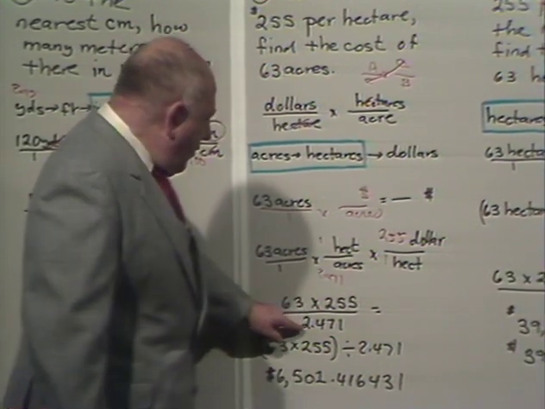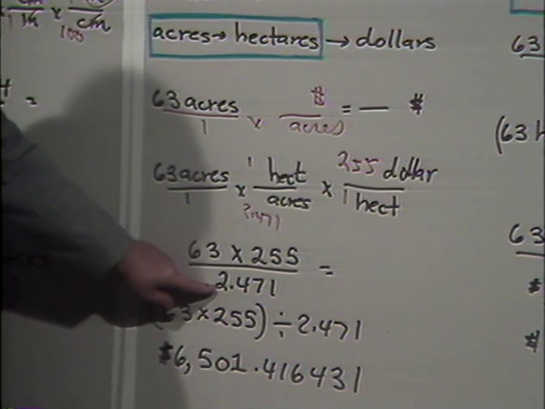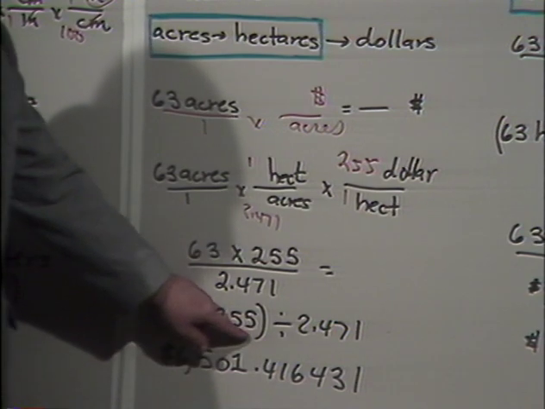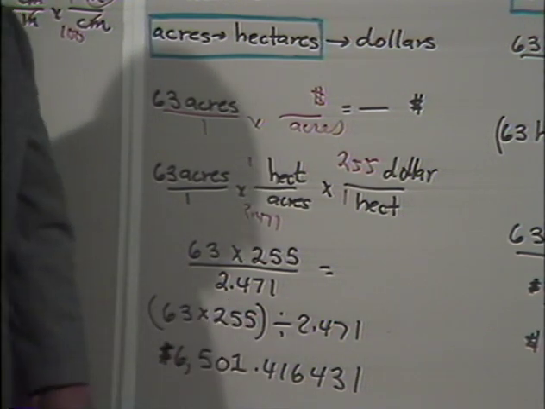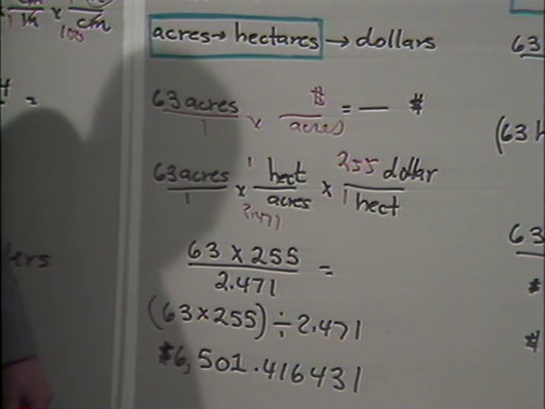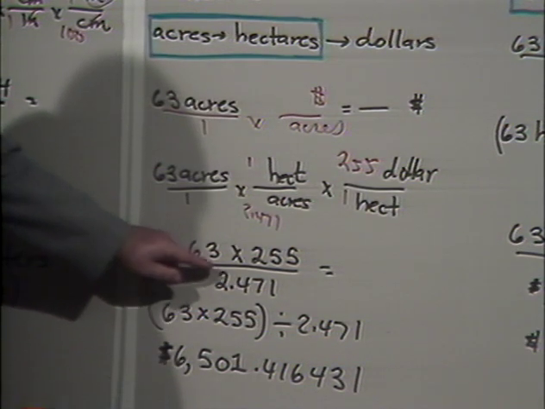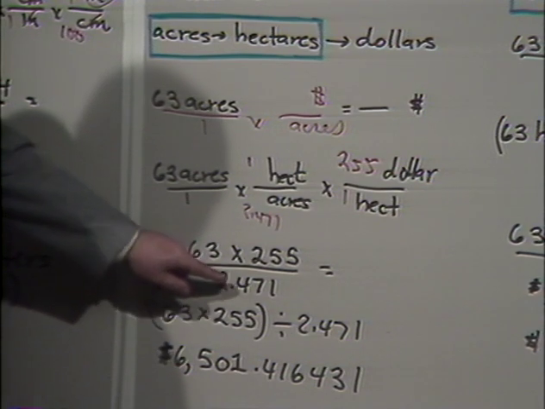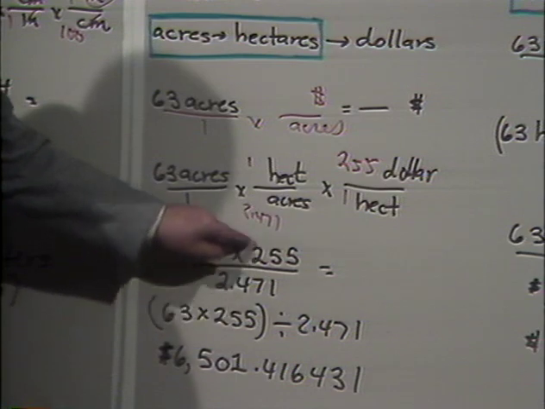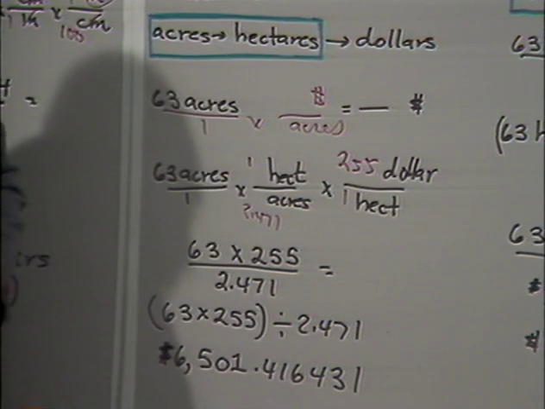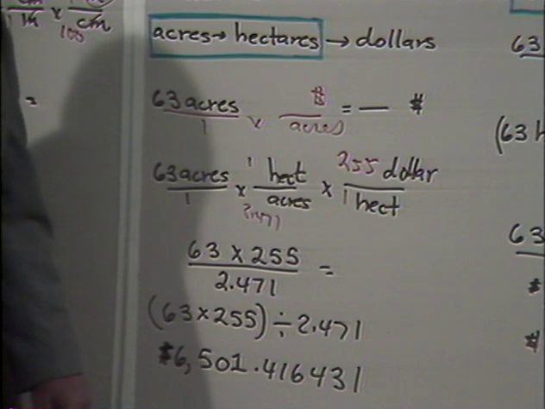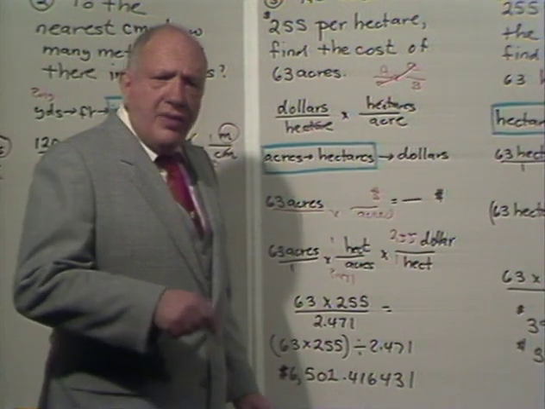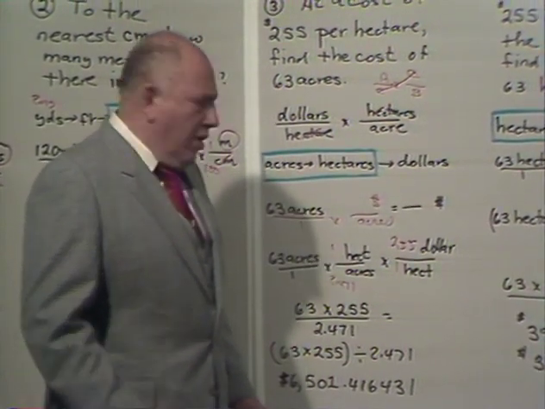And again, for those of you who don't like the fractional notation, in terms of your calculator, you read this as what? 63 times 255, and whatever answer you get, you divide that by 2.471. And by the way, the multiplication and division can be done in any order you want. You could have taken the 63, divided that by 2.471, then multiplied by 255. And one of the things I would suggest, if you're new at using the calculator, is to fool around with these things and see what you can do and what you can't do with the calculator.